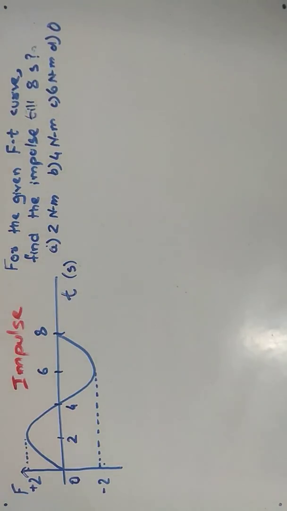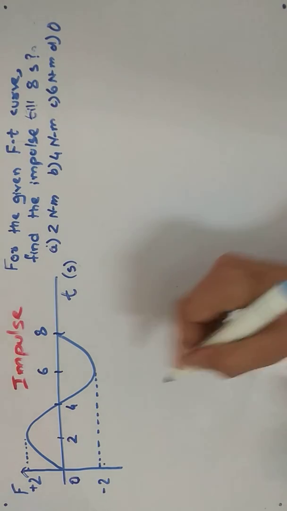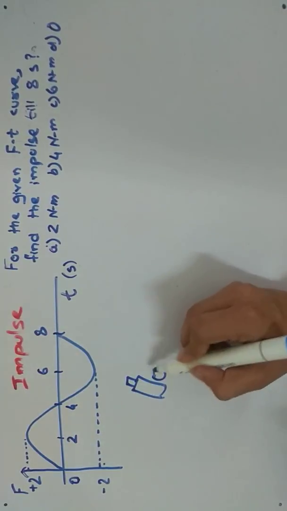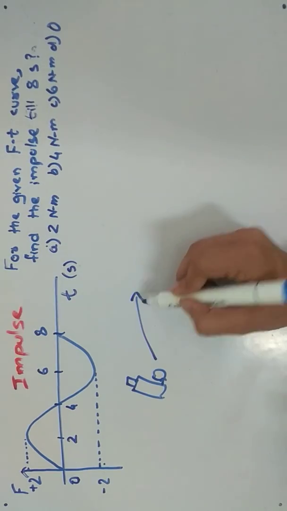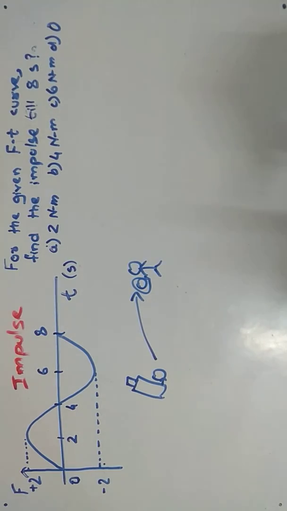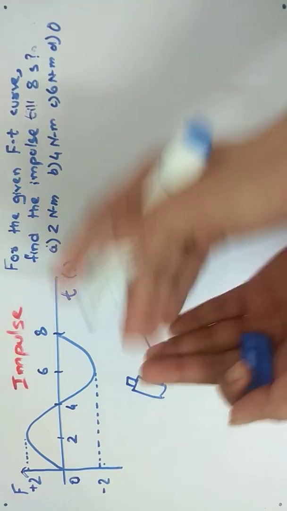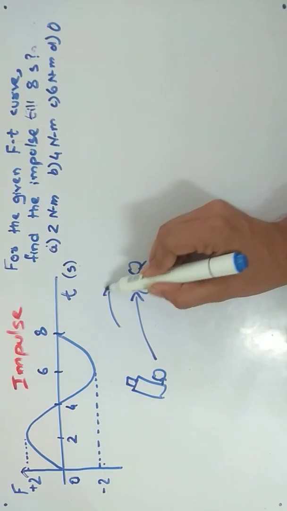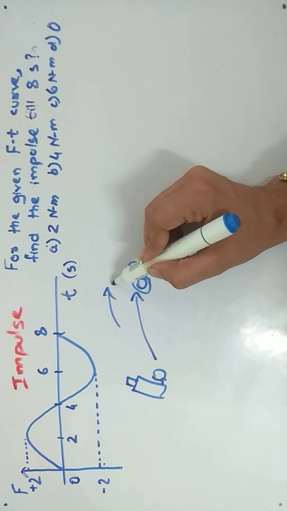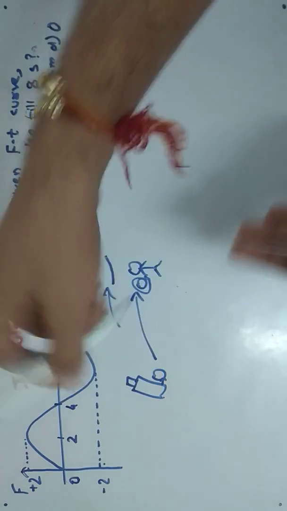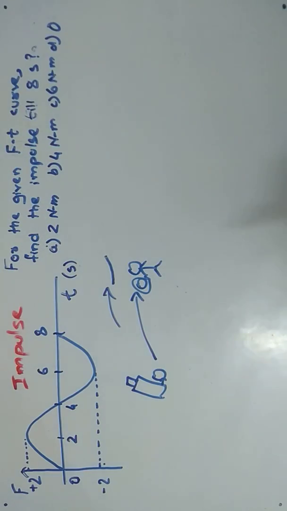So first of all, we should understand what is meant by impulse. Whenever a ball is hit by a bat, and when a player catches the ball, you must have seen that the fielder tries to take his hand backward. If the ball is coming in this direction, how do we catch the ball? We actually try to take our hands also a bit backward. If the ball is coming from this direction, we try to take the ball like this.